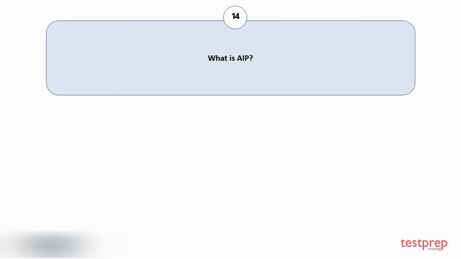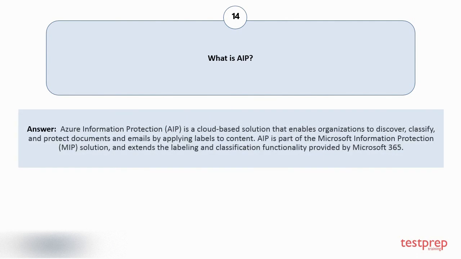Question number 14, what is AIP? Your answer is: Azure Information Protection is a cloud-based solution that enables organizations to discover, classify, and protect documents and emails by applying labels to content. AIP is part of the Microsoft Information Protection solution, and extends the labeling and classification functionality provided by Microsoft 365.